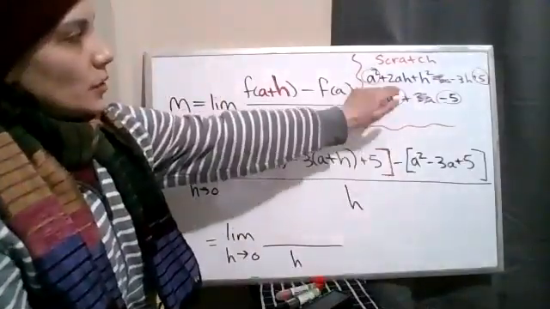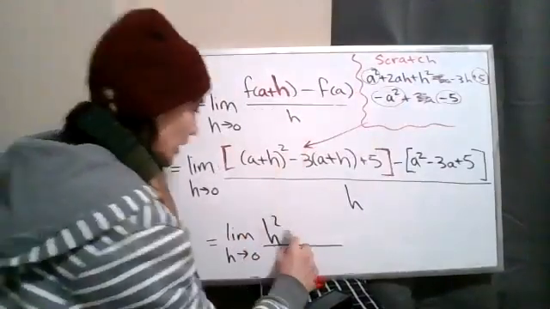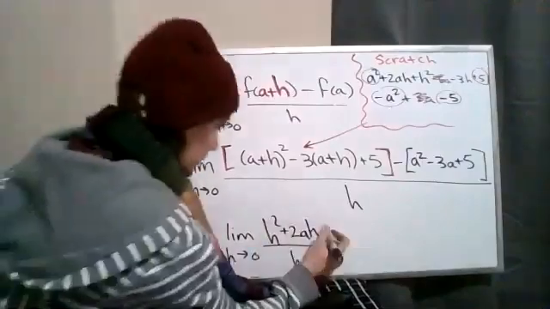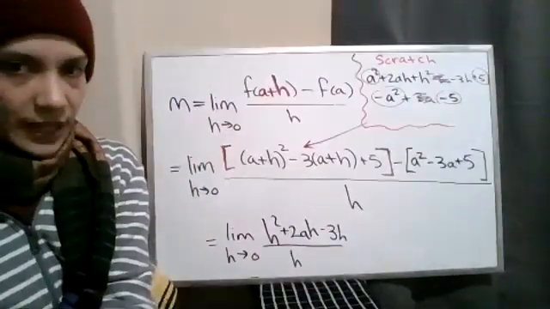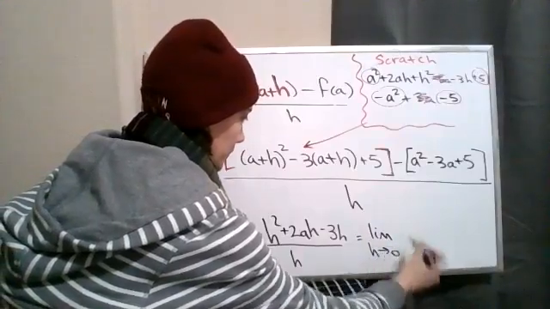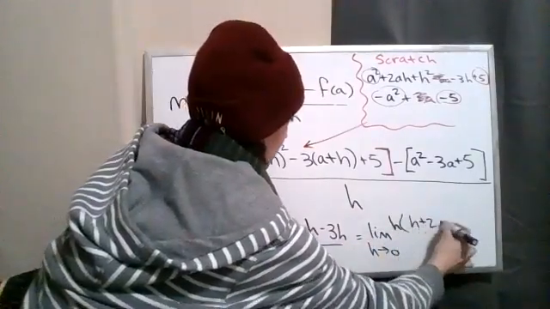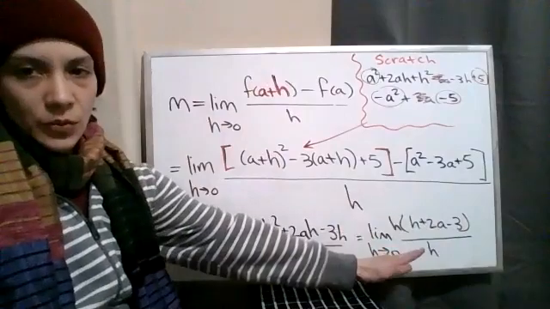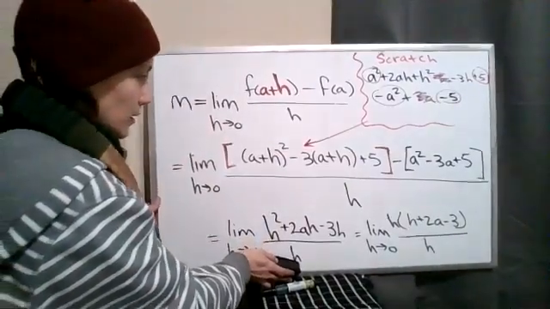So we've got, let's start with the h squared plus 2ah minus 3h. Okay. Factor out an h. h plus 2a minus 3, over h. Then the h over h reduces to 1, and then we can take the limit after that.